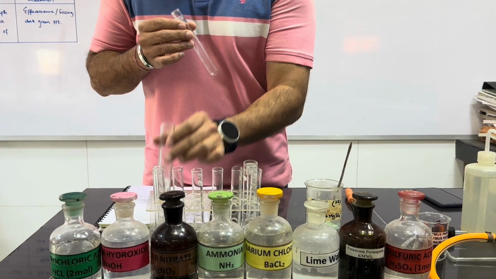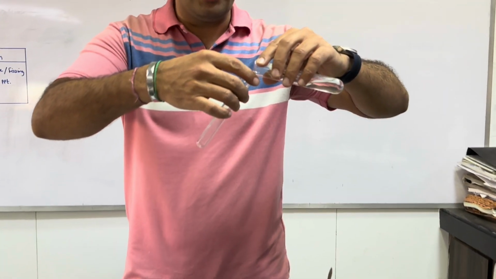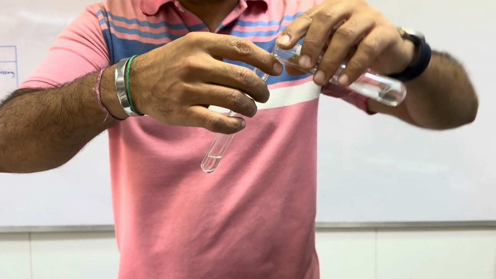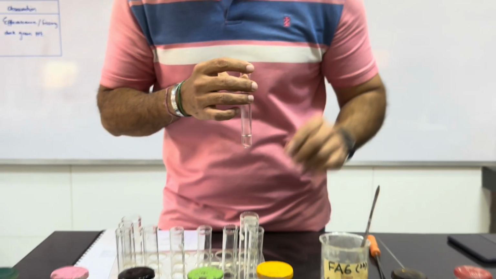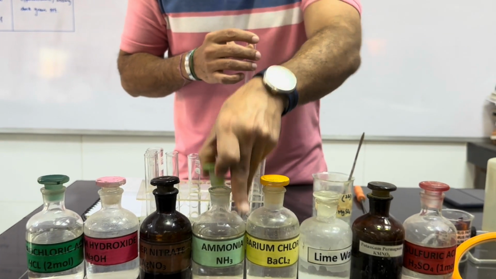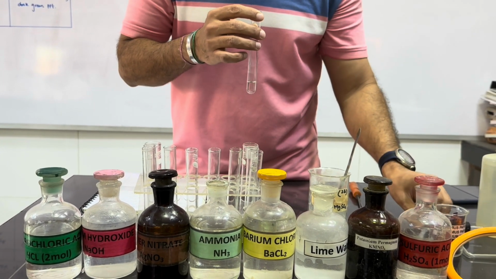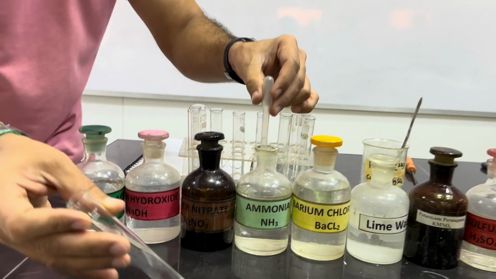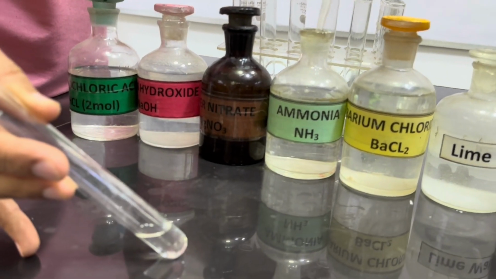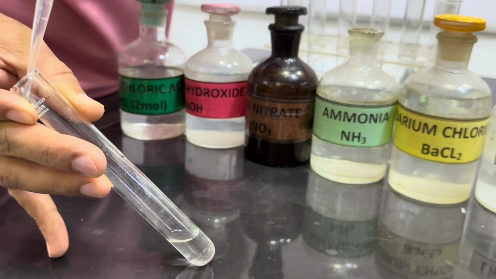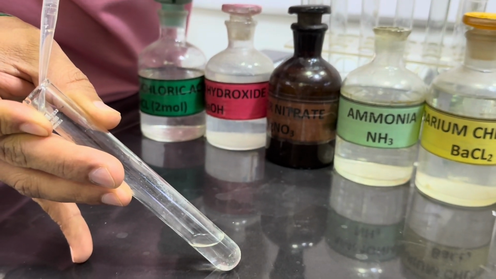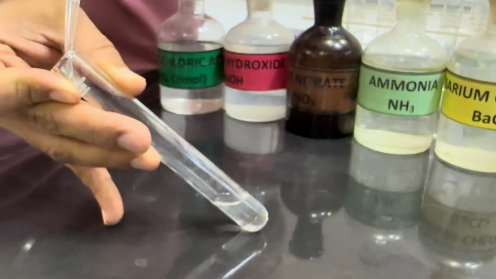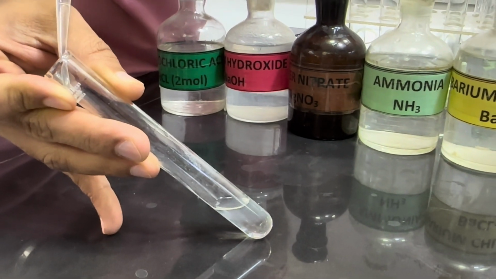Now we will take 1 centimeter depth of the solution again to test with ammonia. So this is 1 centimeter depth of solution, and we will add aqueous ammonia using a dropping pipette again. And now we will see if there is any precipitates forming with few drops. So as soon as we have added few drops, white precipitates start forming.